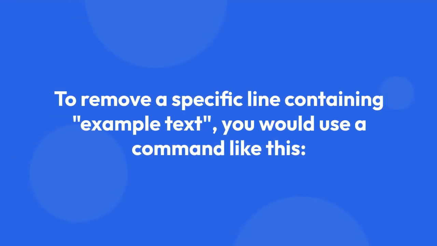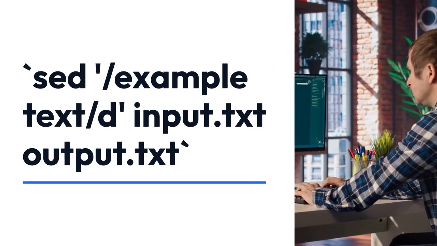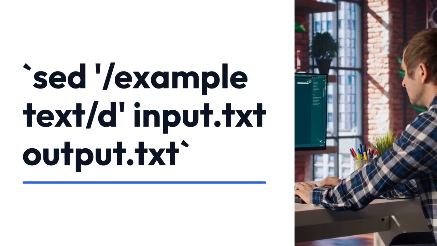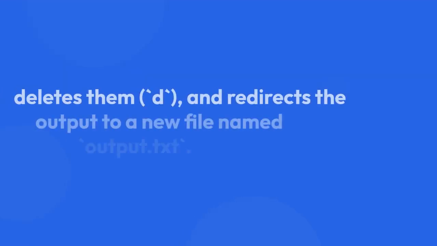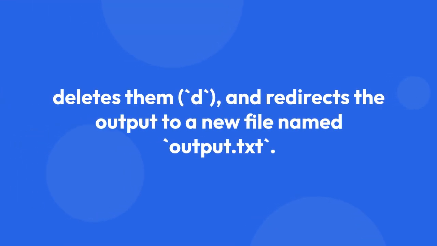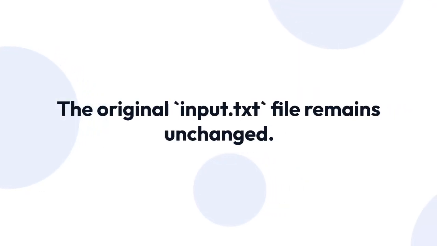To remove a specific line containing example text, you would use a command like this: sed '/example text/d' input.txt > output.txt. This command searches for lines containing example text (/example text/), deletes them (d), and redirects the output to a new file named output.txt. The original input.txt file remains unchanged.